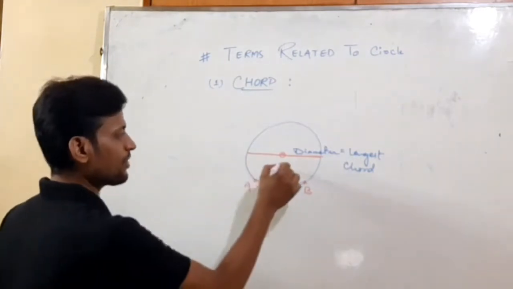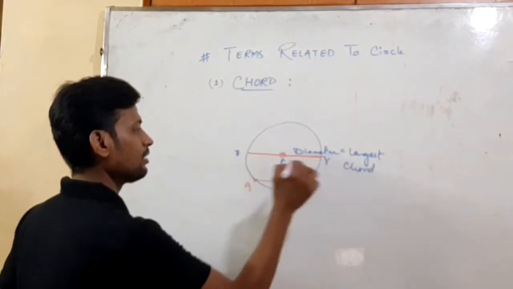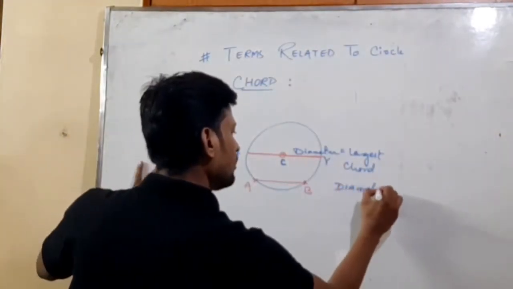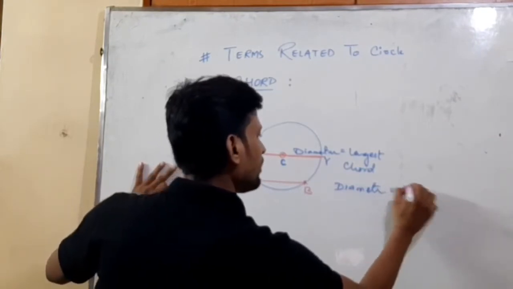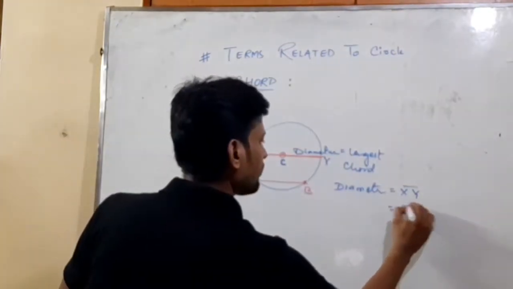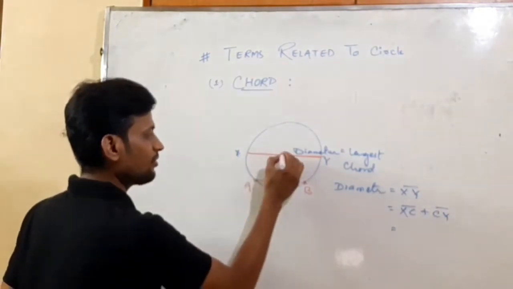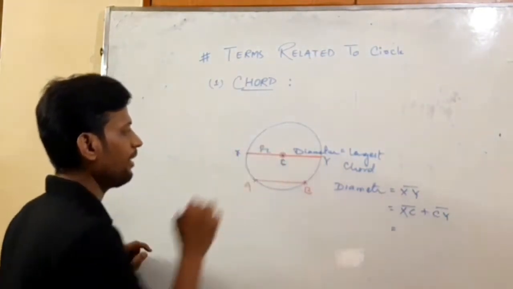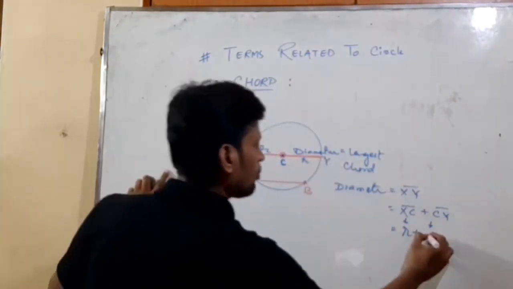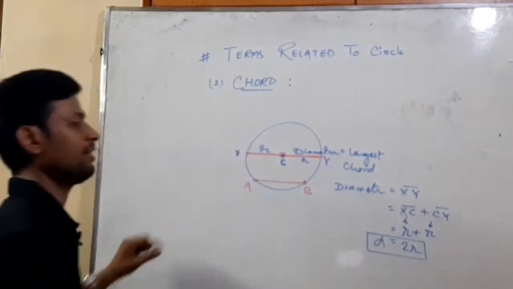As you can see in this picture, if C is your center, X and Y is the diameter, right? So we can write it like this: diameter equals XY, right? And the length of XY is nothing but the summation of XC plus CY. And if you remember, the distance from the center to the circumference is nothing but the radius. So in case of XC we can write r, and in case of CY it is also r. So now what is diameter? It is nothing but twice of radius.